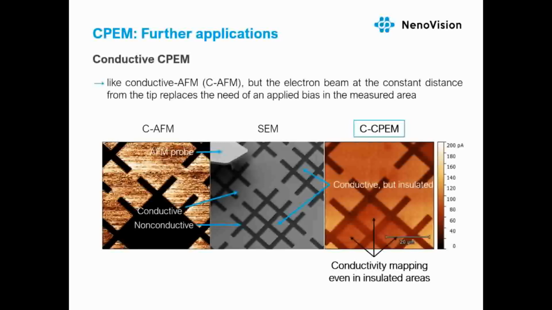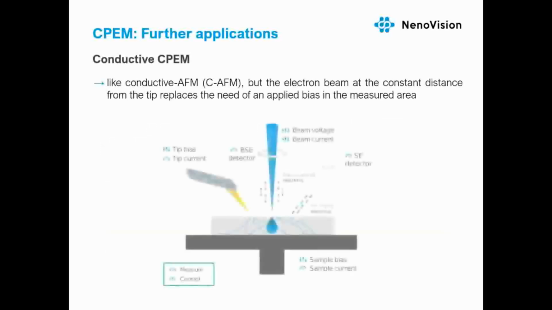The sample, which is gold on silicon, contains areas that are conductive, non-conductive, but also areas that are conductive but insulated. The standard conductive AFM fails to image the insulated islands, and they appear black. The unique conductive CPEM will image even the insulated areas, since the electron beam of SEM serves as an external source of electrons and replaces the need of an applied bias, but the bias between the AFM tip and the sample can still be simultaneously applied.